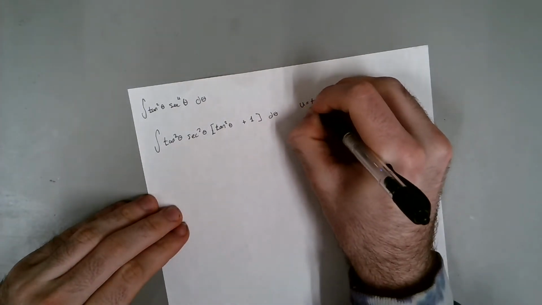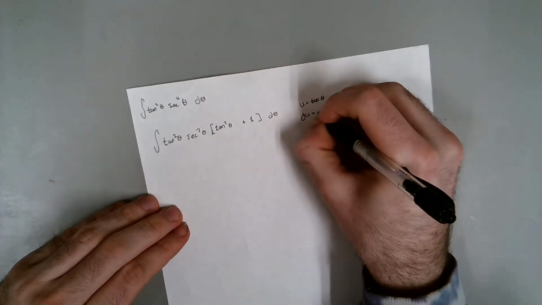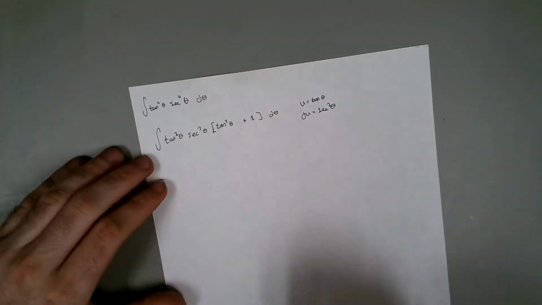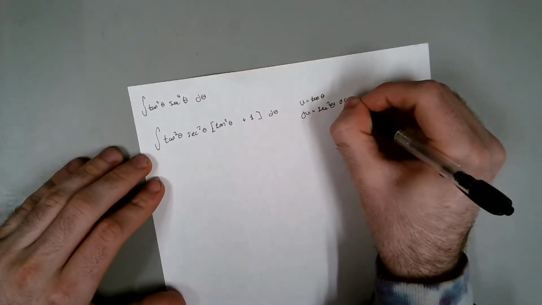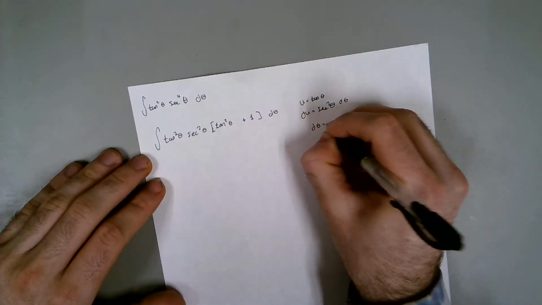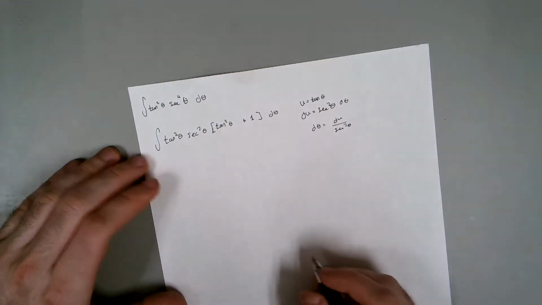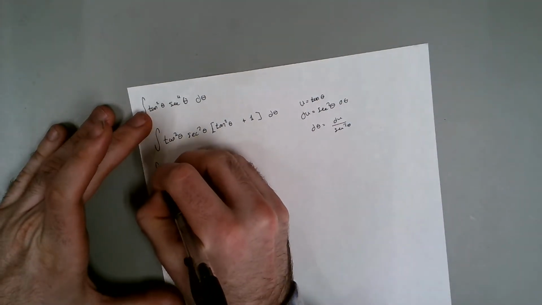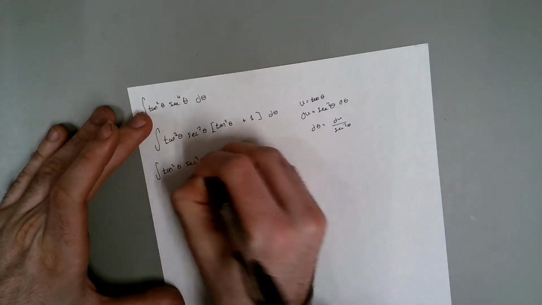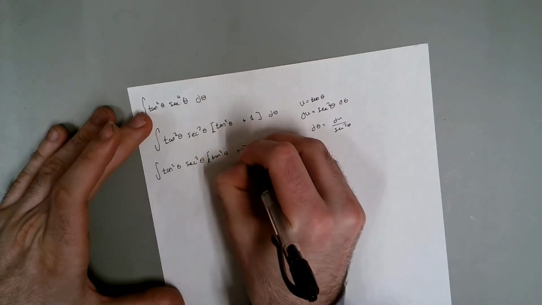U is equal to tangent theta, du is equal to secant squared theta. So if du is equal to secant squared theta, whenever we plug in our d theta, they should actually cancel out because our d theta is going to equal du over secant squared theta. So plugging those in, we're going to get the integral of tangent squared theta, secant squared theta, tangent squared theta plus 1, right?